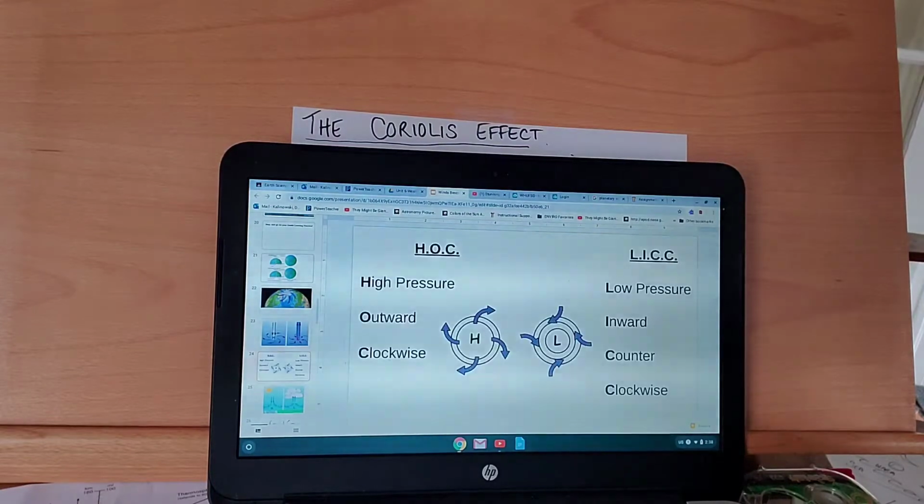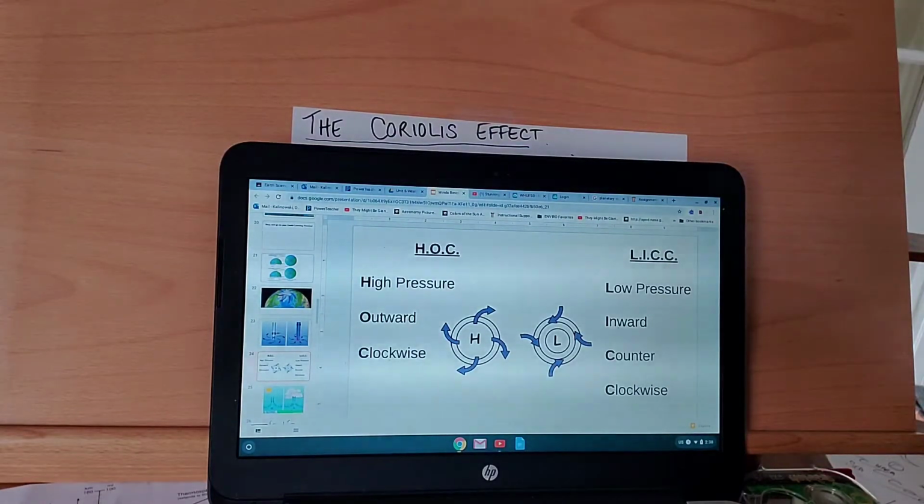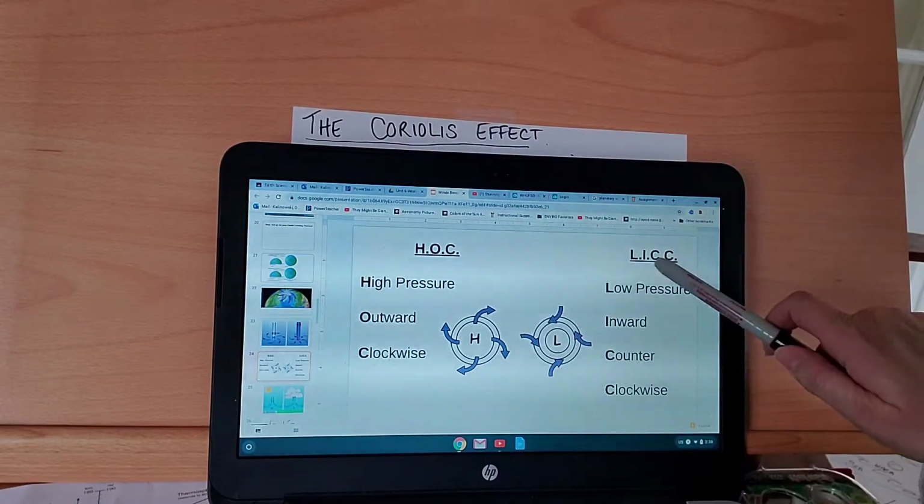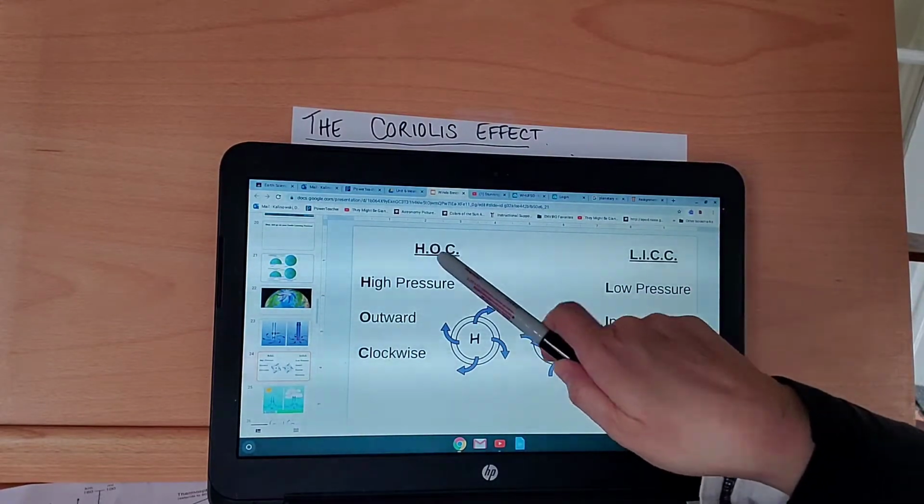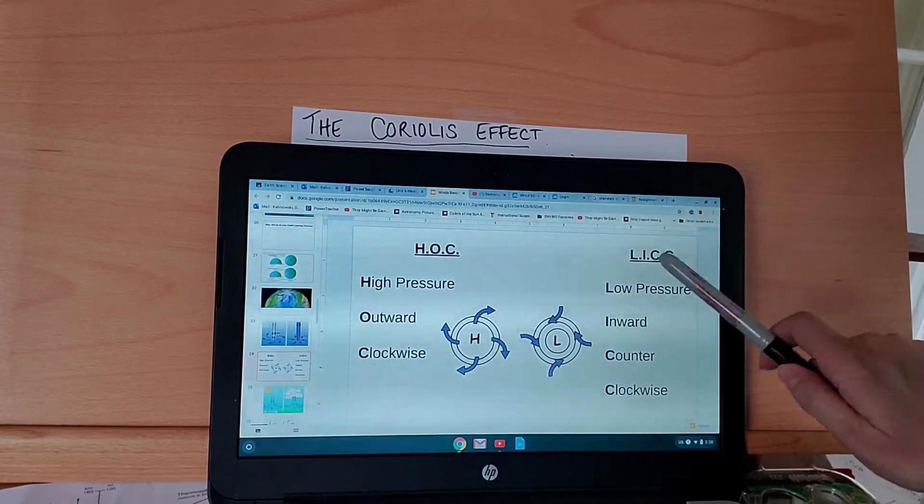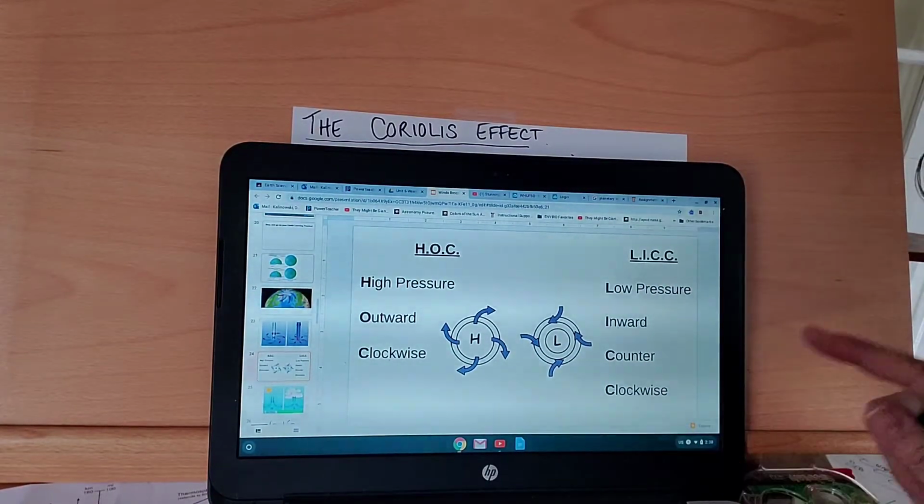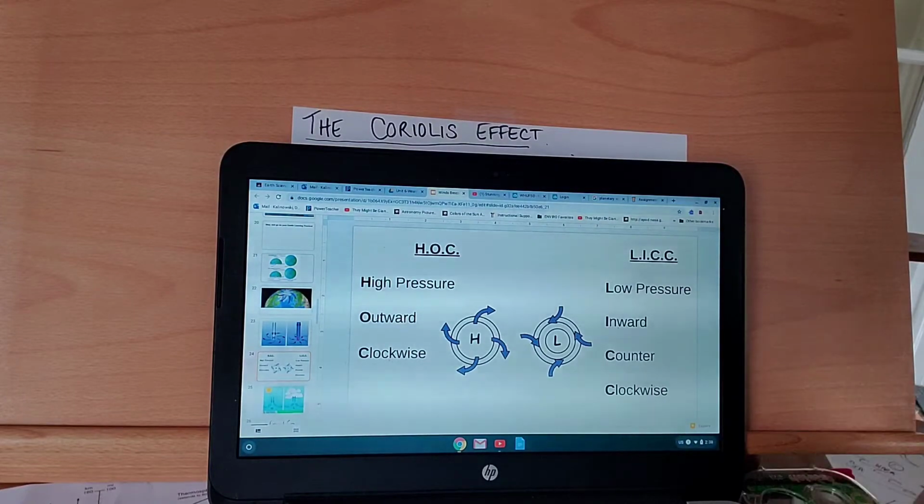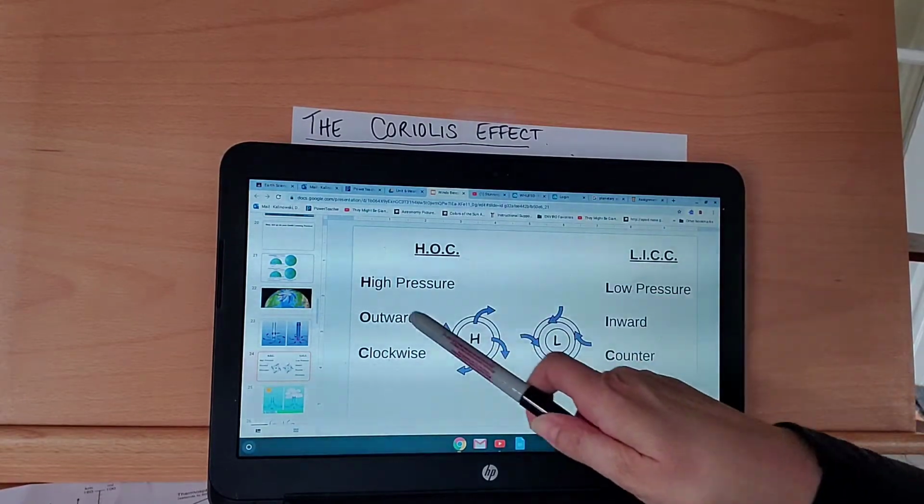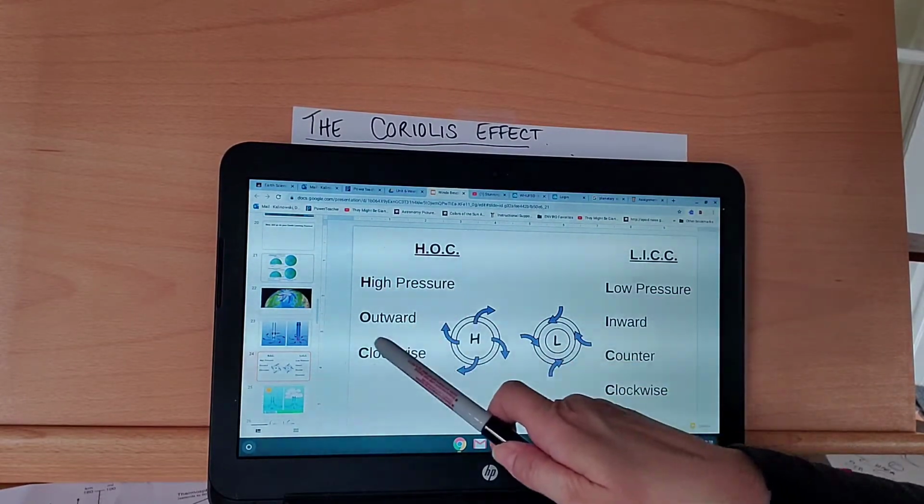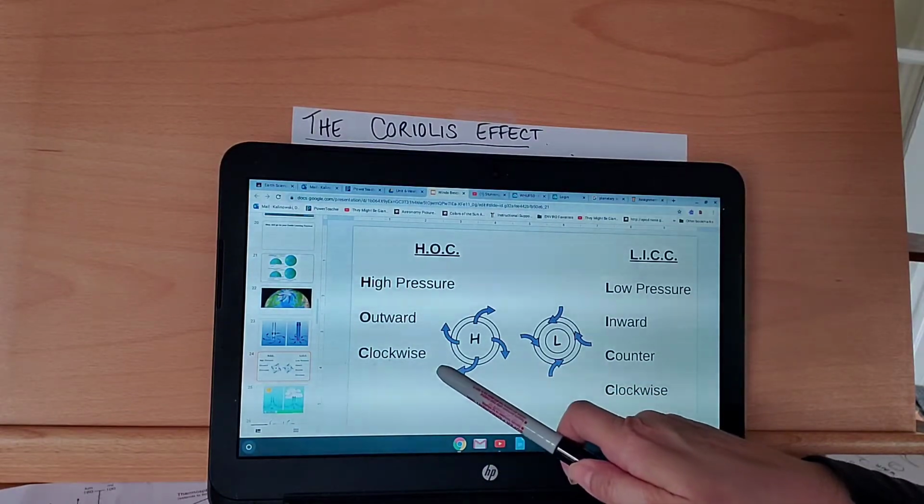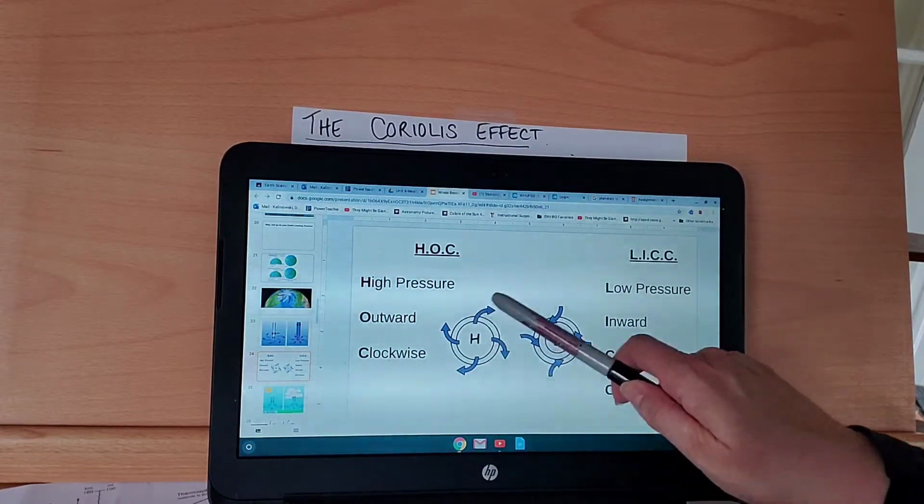Counterclockwise. There is a way to remember this. And it sounds like you're trying to clear your throat or saying something dirty. You're not. Hock and lick. Hock, one C, and lick, two C's. You need to know this slide. Hock stands for high pressure, outward, and clockwise. High pressure, outward from the center.